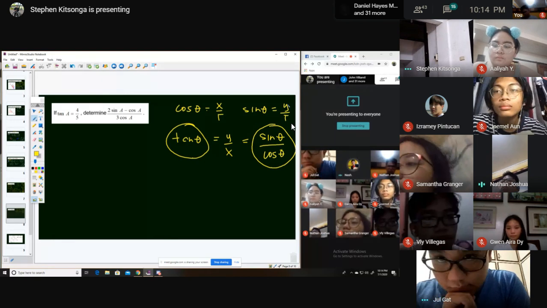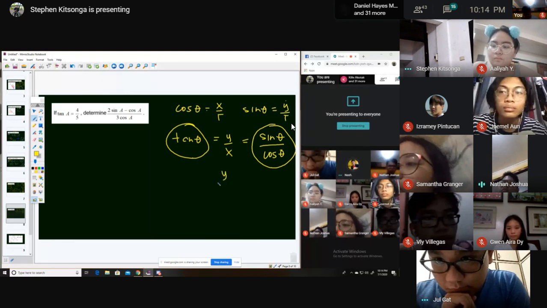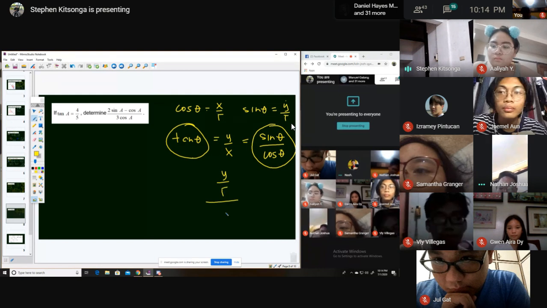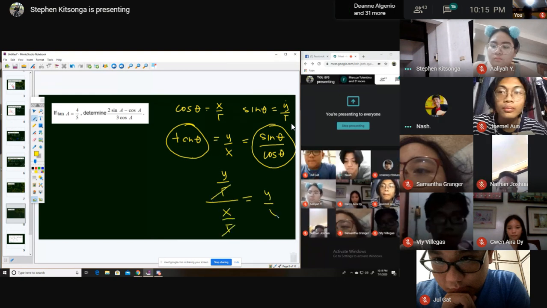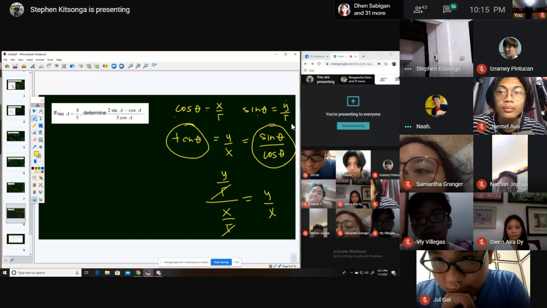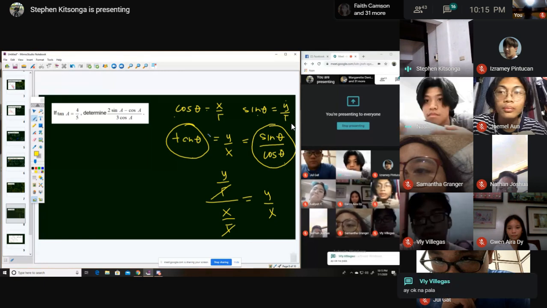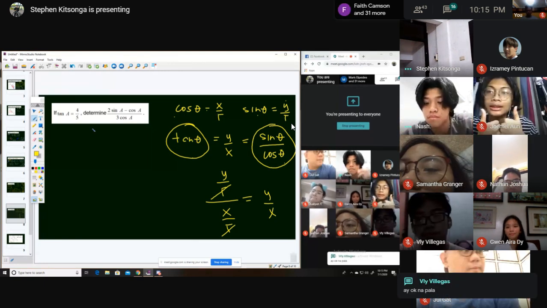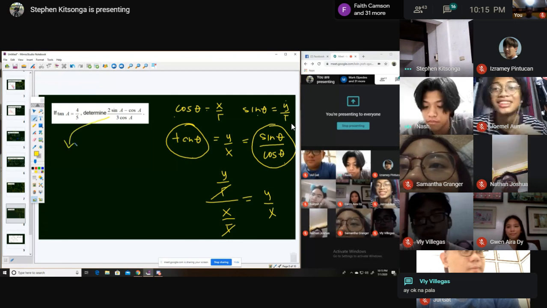If you notice, sine is y over r divided by x over r. R will just cancel out. It will just give you y over x. It's always the sine over cosine. Sine over cosine is tangent. Right, guys? Right?